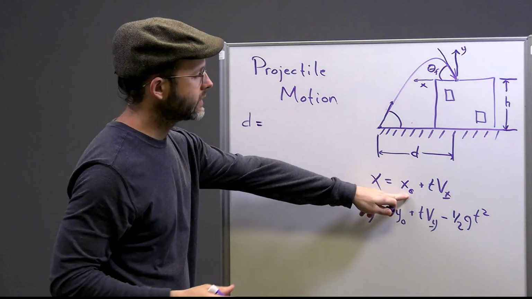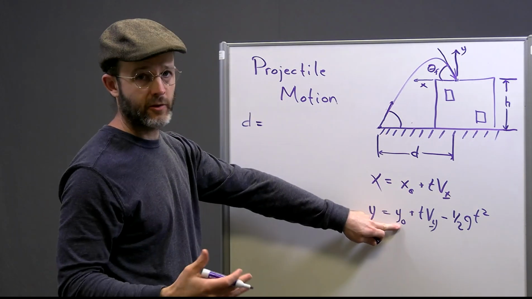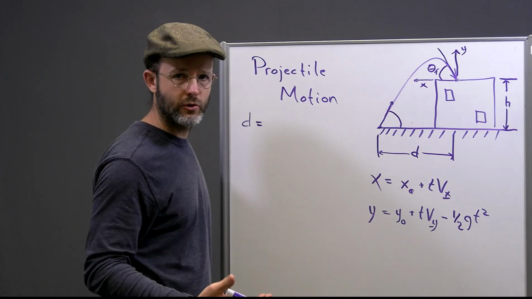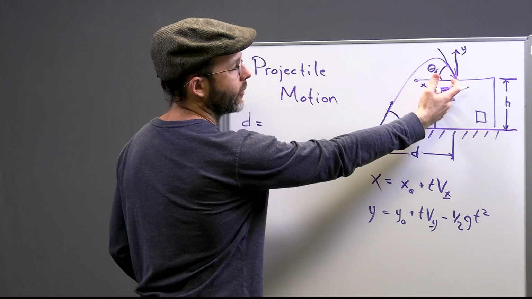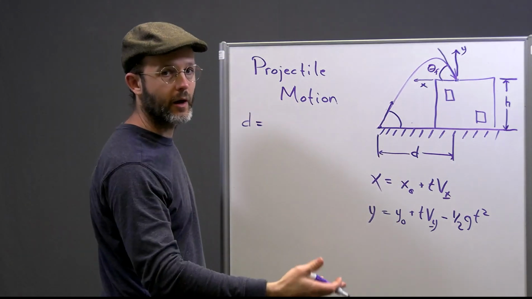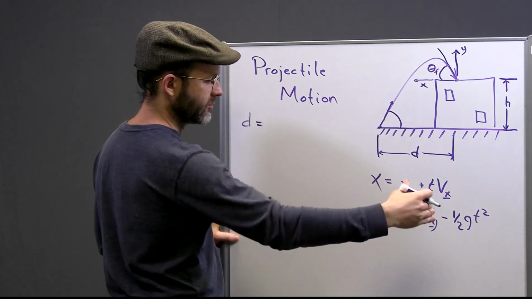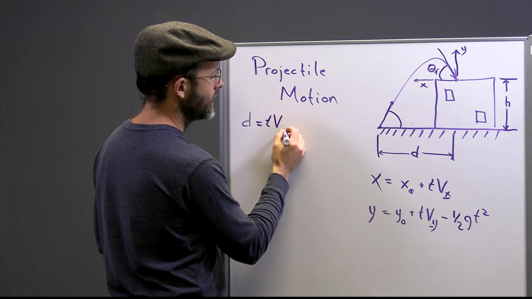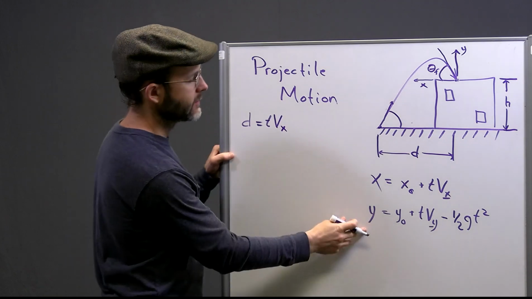Now, x naught and y naught are the initial biases of position relative to your coordinate system. I had the freedom of drawing my coordinate system wherever I wanted, so x naught and y naught become 0. So there is no initial x bias in that direction. We simply then have t and v naught in the x direction. Good. Now let's think about y.